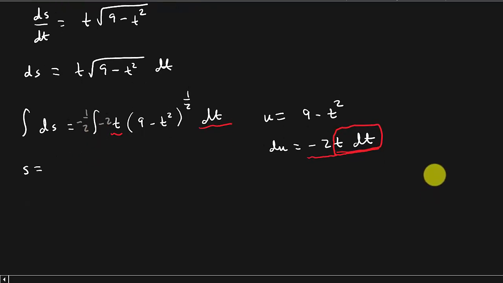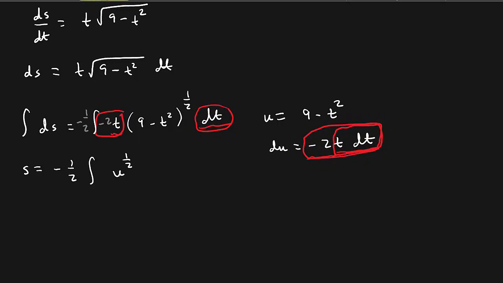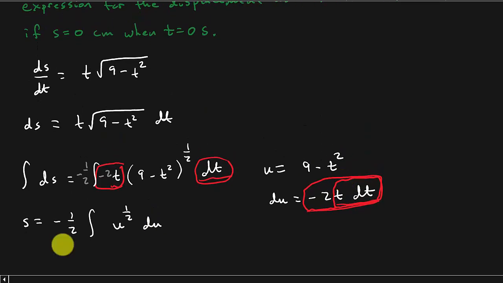Okay, so now let's make our substitutions. So I've got s is equal to negative 1/2 times the integral. Now the 9 minus t squared is going to be replaced with u, so that's u to the 1/2. And then the negative 2t dt, I'm replacing that with du.